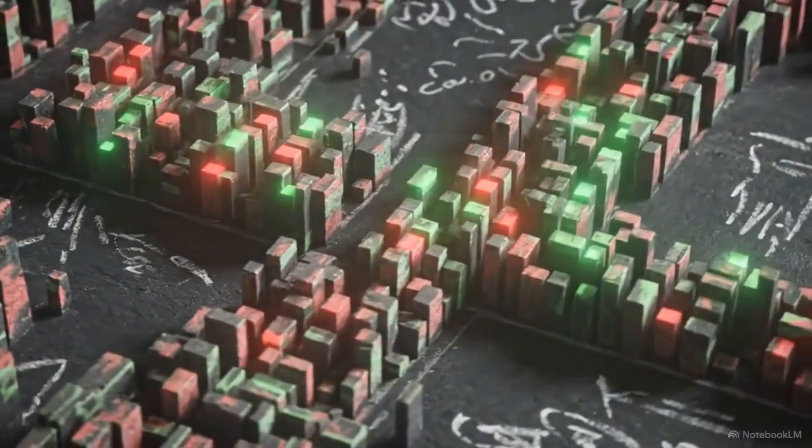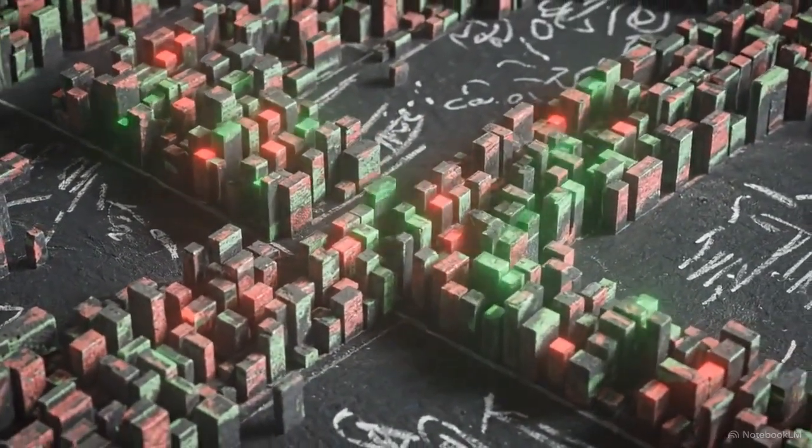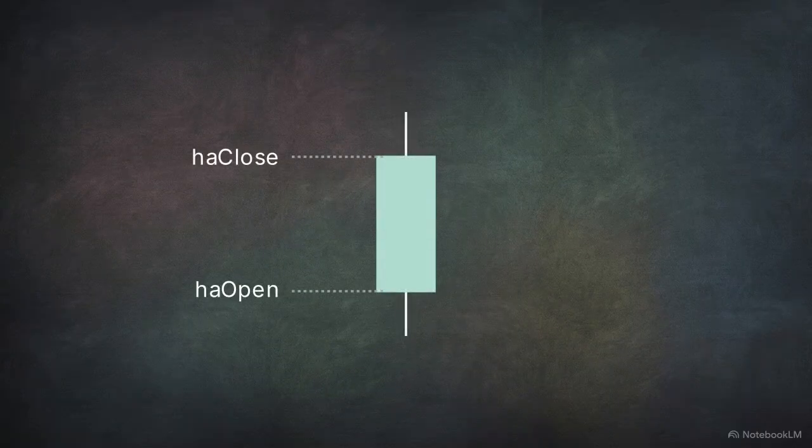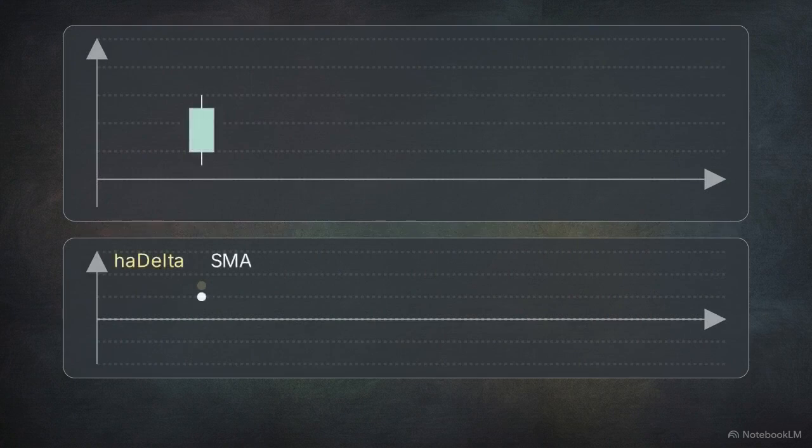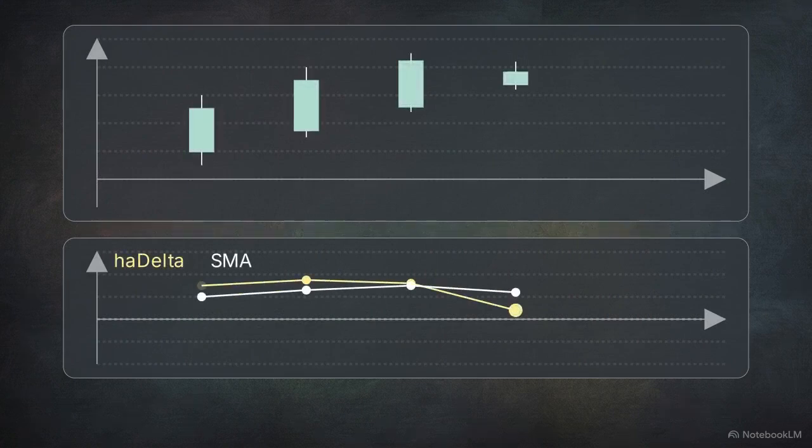It is called HA delta. HA delta isolates the momentum of a single period by calculating the difference between the HA close and the HA open. By plotting HA delta against its own simple moving average, analysts can track the precise moments the two lines cross. These crossovers generate warnings of a momentum shift before the visual candle on the chart changes color.